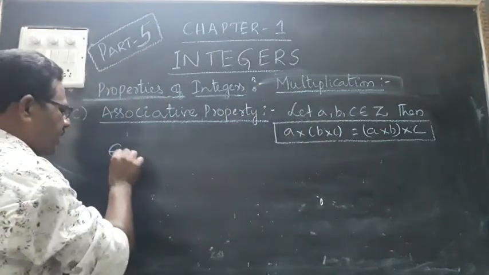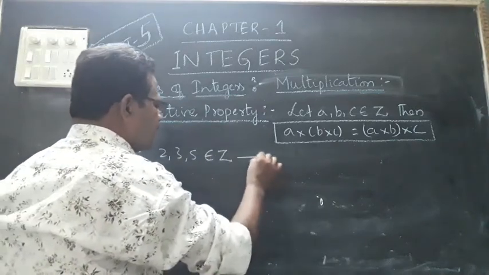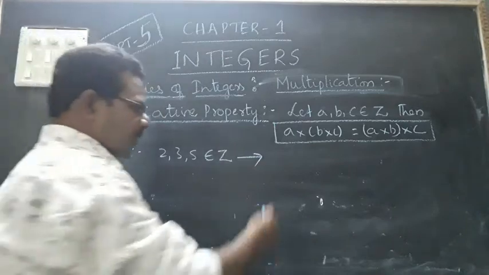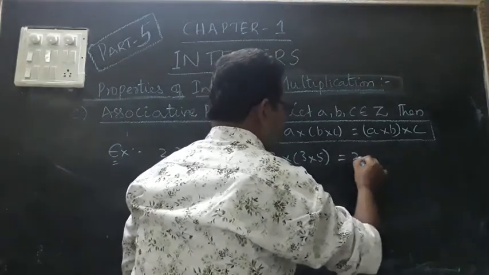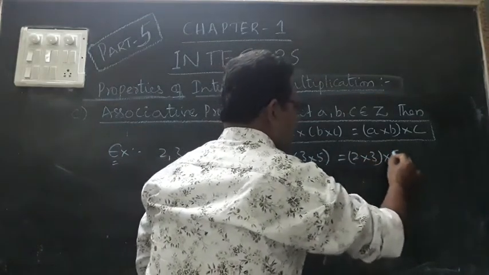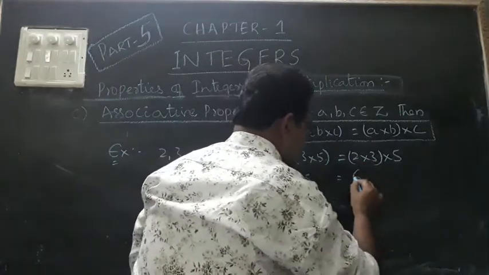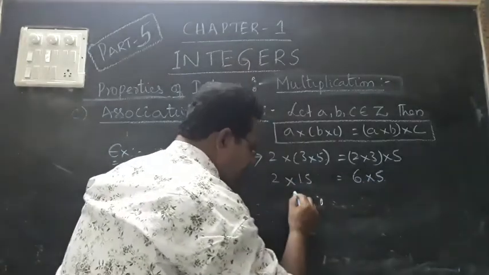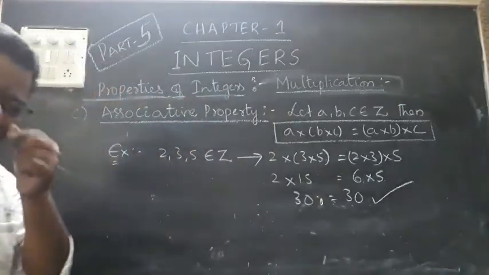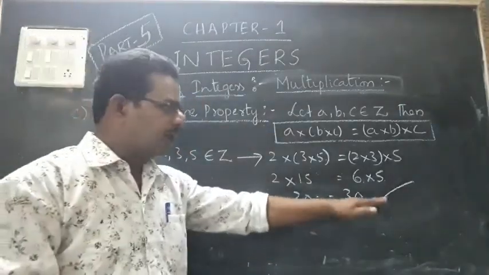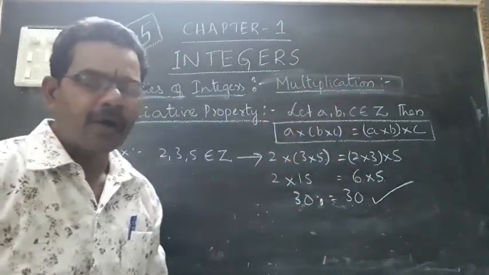For this also we can take an example. Here 2, 3, 5 I am taking, they belong to the set of integers. So 2 into (3 into 5) is equal to (2 into 3) into 5. 2 into, 3 5s are 15. 2 3s are 6, 6 into 5. 2 15s are 30 and 6 5s are 30. So left hand side is equal to right hand side. Both are equal. So it is holding. That means associative property is following under multiplication in set of integers.